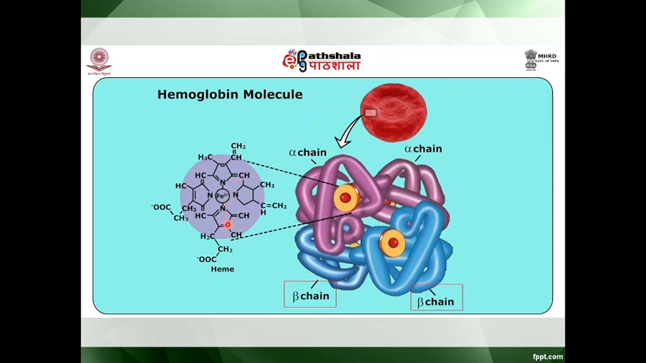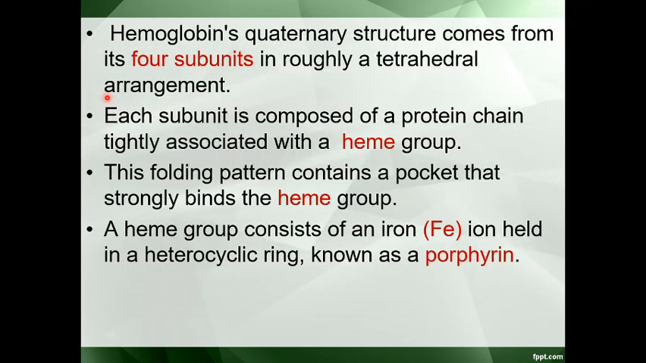Here we can see the porphyrin molecule. In the RBC, this dot represents the hemoglobin, and this is the iron present, and the heme molecule is present, and these are the two alpha and the two beta chains. Hemoglobin quaternary structure comes from its four subunits in a tetrahedral arrangement. Each subunit, I've already told you several times, is made up of a protein chain tightly associated with the heme group. This folded pattern contains a pocket that strongly binds the heme group. The heme group consists of an iron held together by a heterocyclic ring, which is known as the porphyrin.